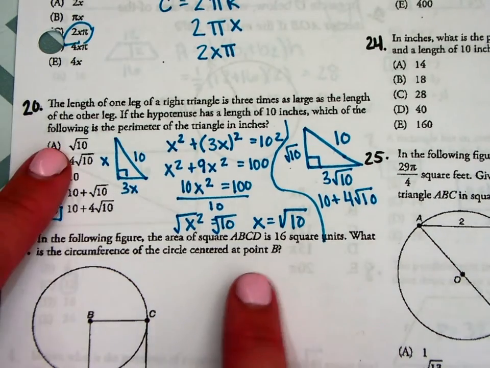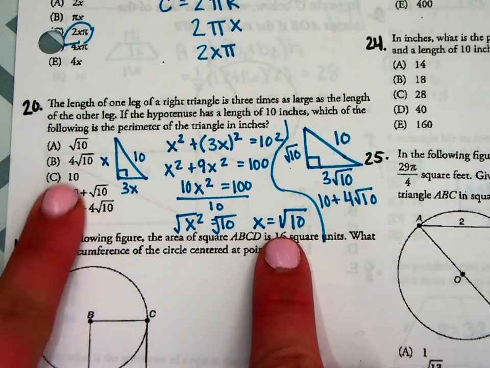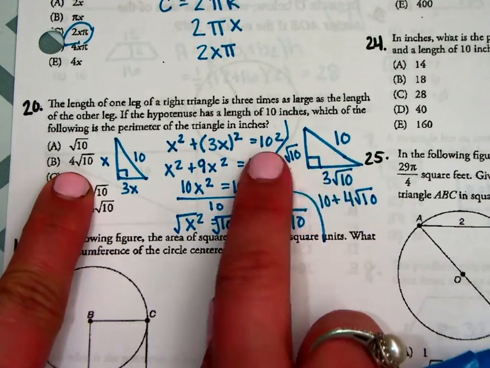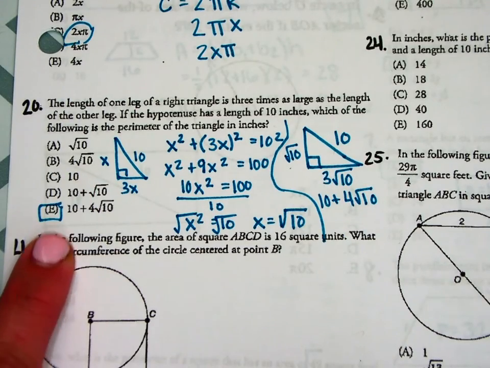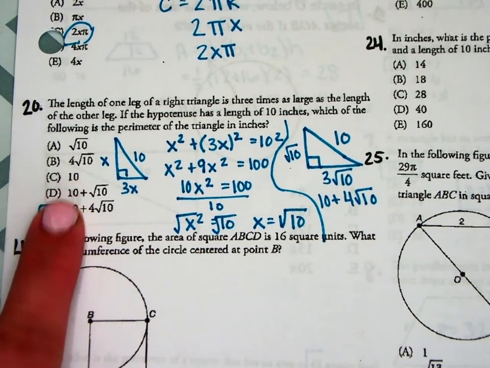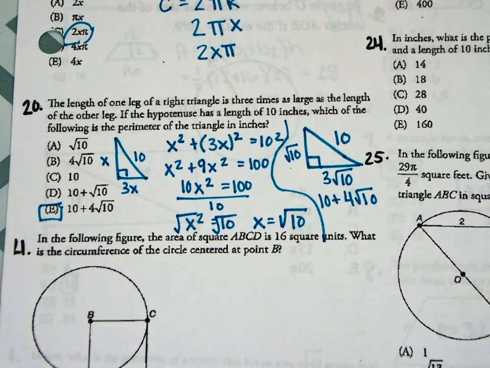Be careful, this first answer choice is the value of x. This B answer choice is if you just add the 2 legs together. C is representing the hypotenuse. So E is the correct answer here.